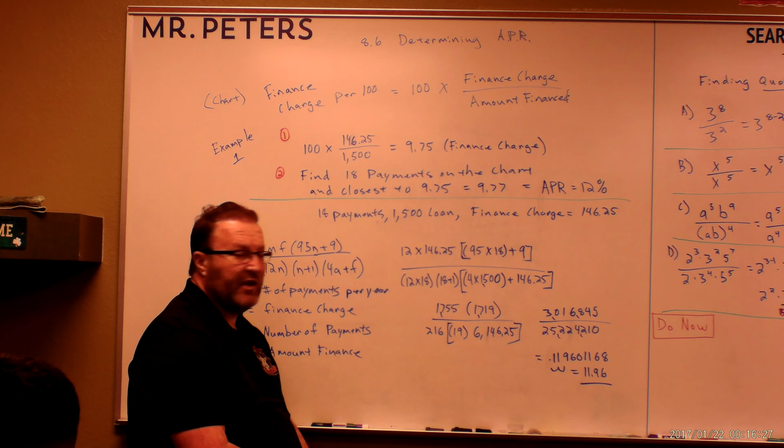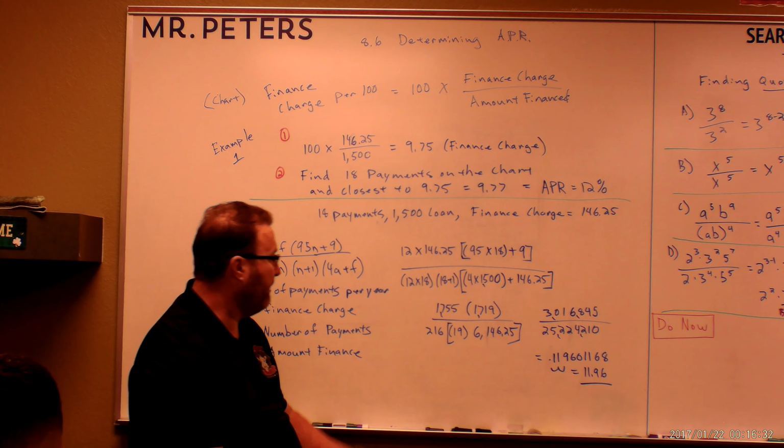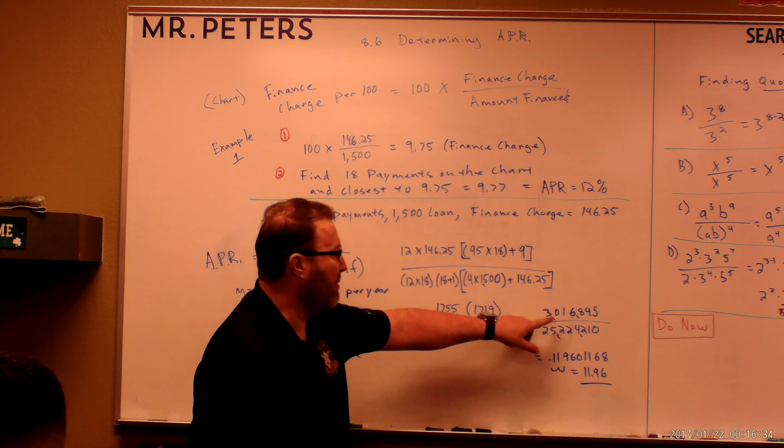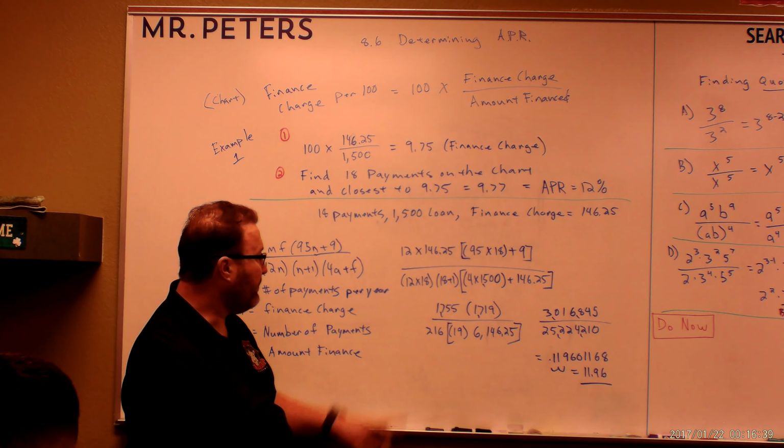Now, don't get freaked out if it's a huge number. The number is going to be huge because we're dealing with percentages. So the numbers are going to be big. So we multiply this out. We get 3,016,845. Now let's deal with the bottom one.